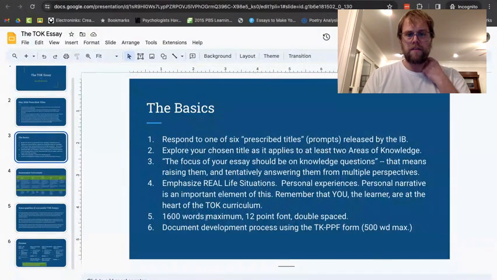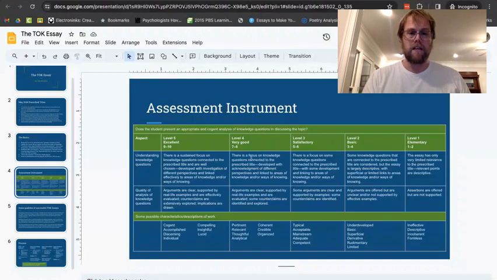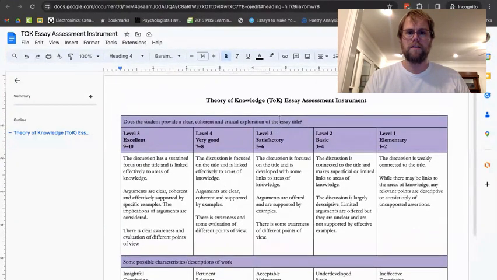Some basics. Remember that it's a 1,600 word maximum essay, and the focus of the essay should be on knowledge questions. That means raising knowledge questions and emphasizing real life situations, which is experiences, personal narrative, also real life examples from history, from the history of sciences, or from examples of artworks or things like that, depending on your areas of knowledge. This is the assessment instrument. It goes from 10 down to 1, and that is also attached separately, so you can take a look at this.